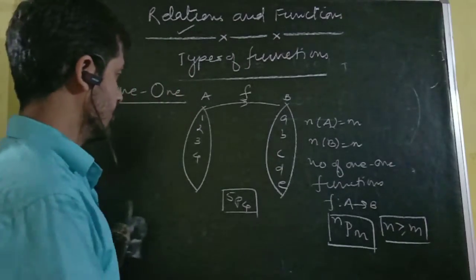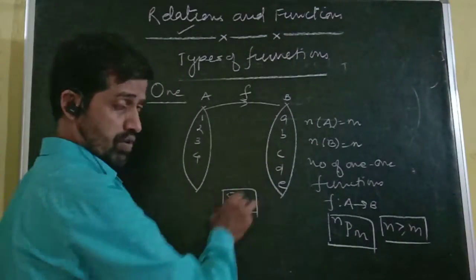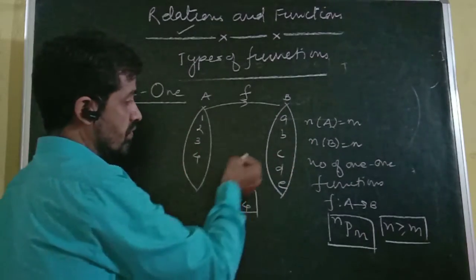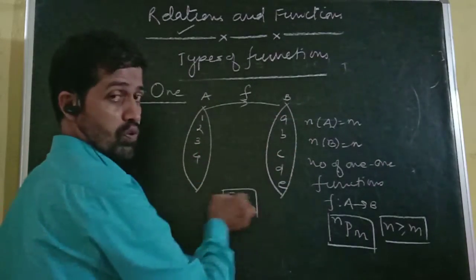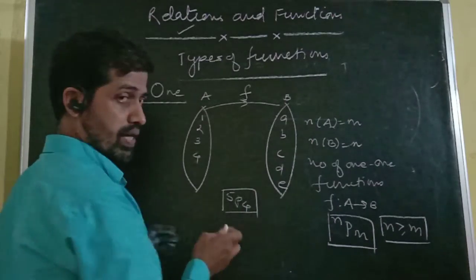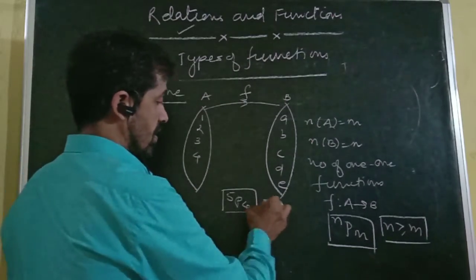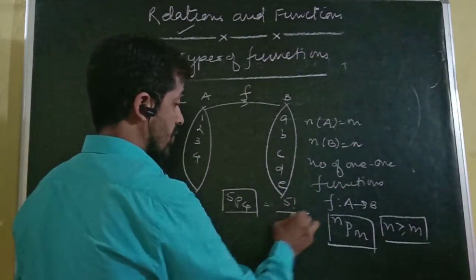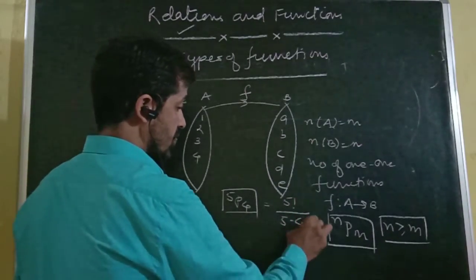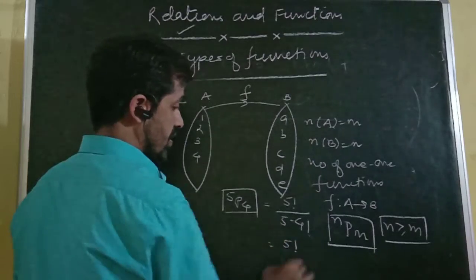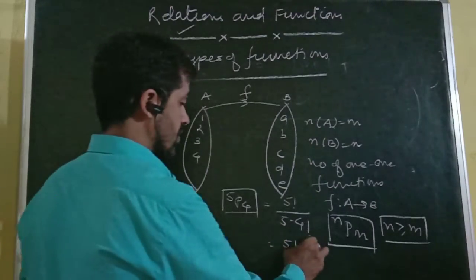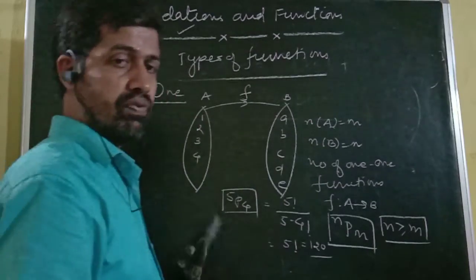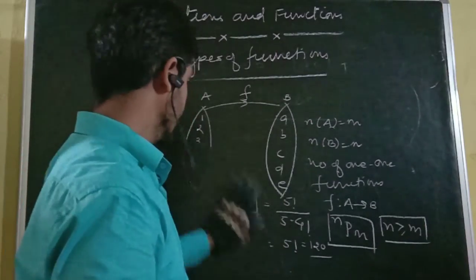Like in this case, we have already understood 5 elements are there, 4 elements are there. So the number of 1-1 functions is 5P4, which we can solve as we had done in class 11. 5P4 equals 5 factorial over (5 minus 4) factorial, that is equals to 5 factorial, and that is further equals to 120. So this is how we can find out 1-1 functions.